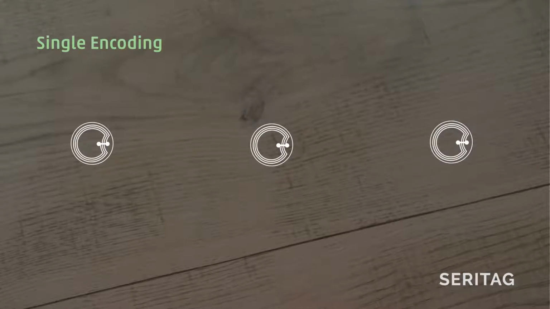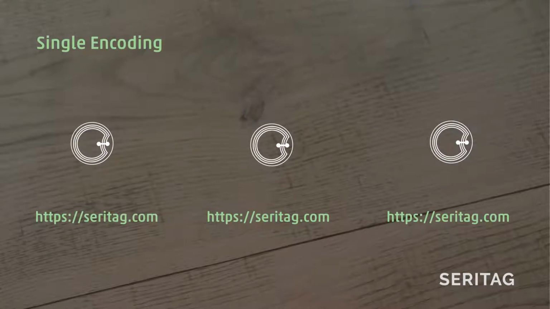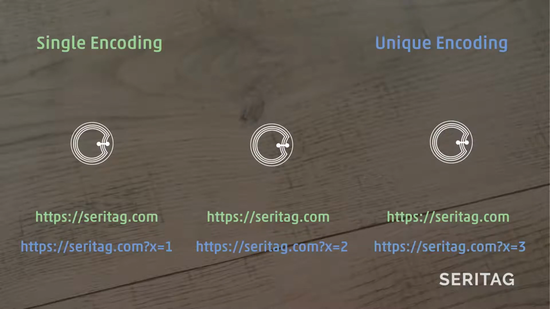Now, with single NFC encoding, each tag will contain the same data. With unique encoding, each tag contains different data, unique to that tag. This is typically used for tracking individual tag scans or tag-by-tag redirection management.